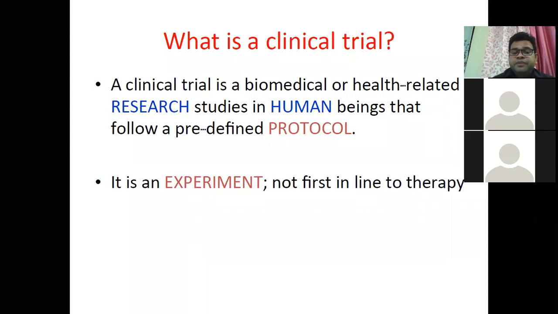So it is an experiment, not first in line to therapy. I am not criticizing anyone, but when Patanjali's medicine came to the market, as you all know, it was claimed that this vaccine or drug developed by Patanjali would remove COVID-19. But why was it not so successful in India?